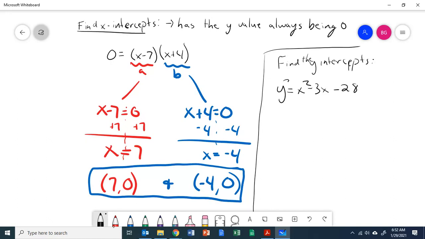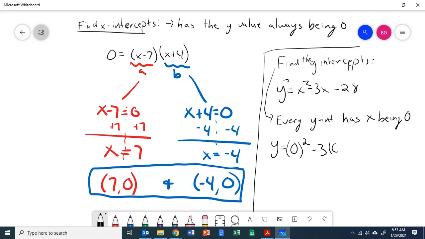Okay, so now you got to remember that every y-intercept has x being 0. Okay, 0 is always going to be your x value in that coordinate. So we're going to use that to solve this equation. Every time we see an x, let's put in a 0. So we're going to have y equals 0 squared, then minus 3 times x, which is 0, and we have a minus 28.